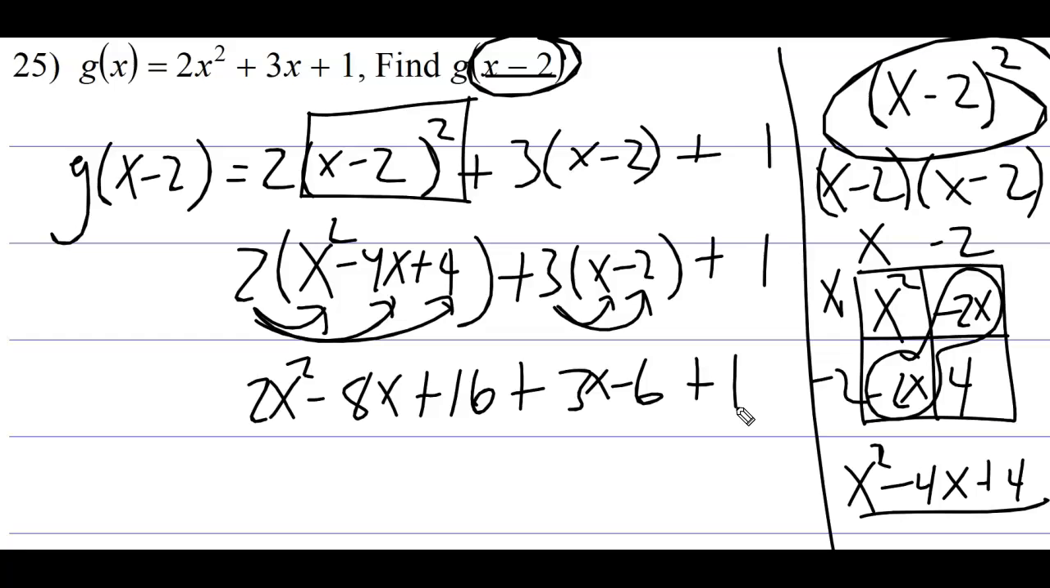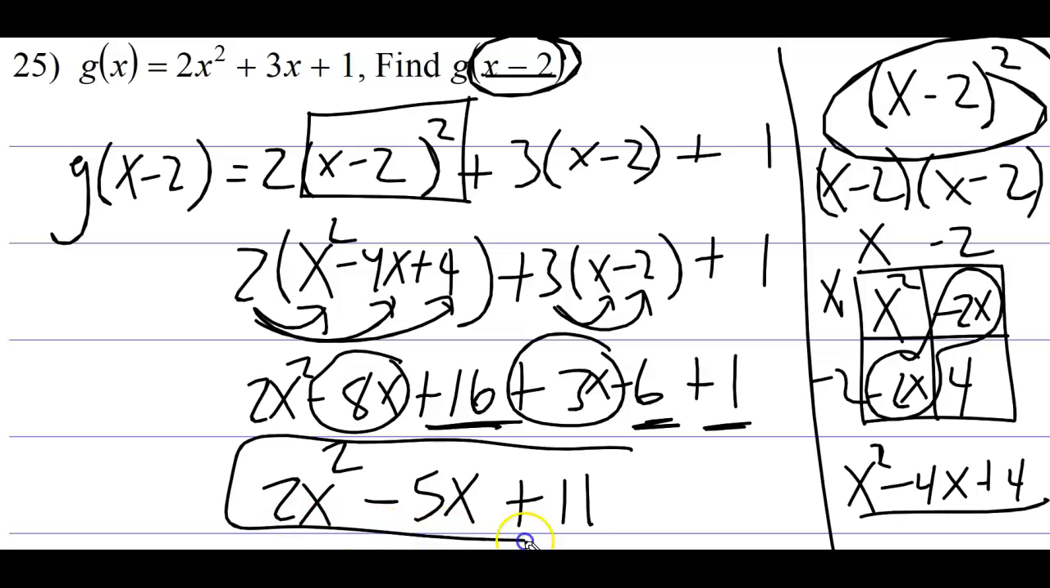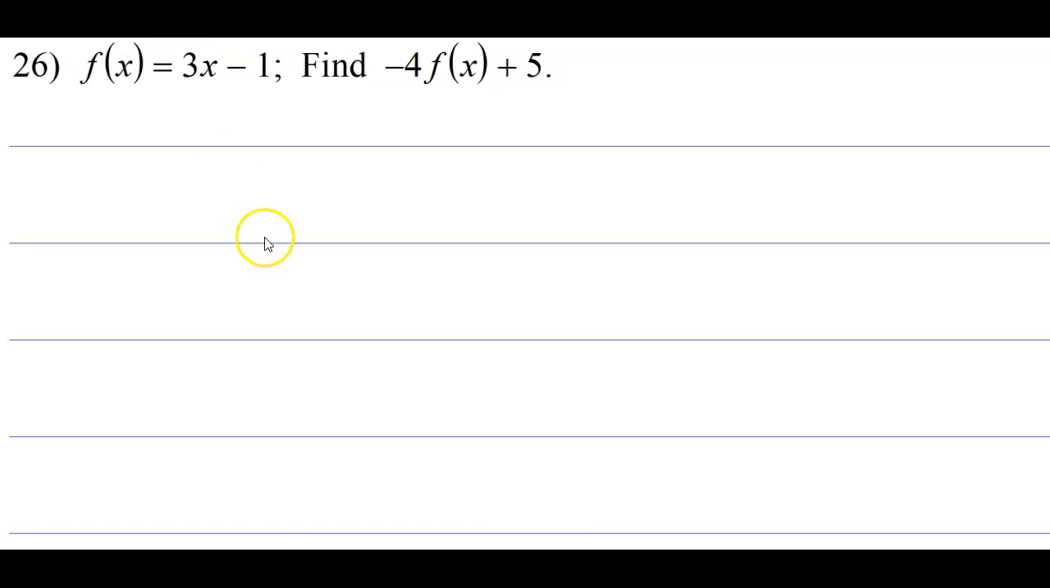And then finally we combine all of our like terms together. There's no term that's like the 2x squared, but the negative 8x can be combined with the positive 3x to make negative 5x. And then the 16, the negative 6, and the 1 can all go together to make 11. All right.